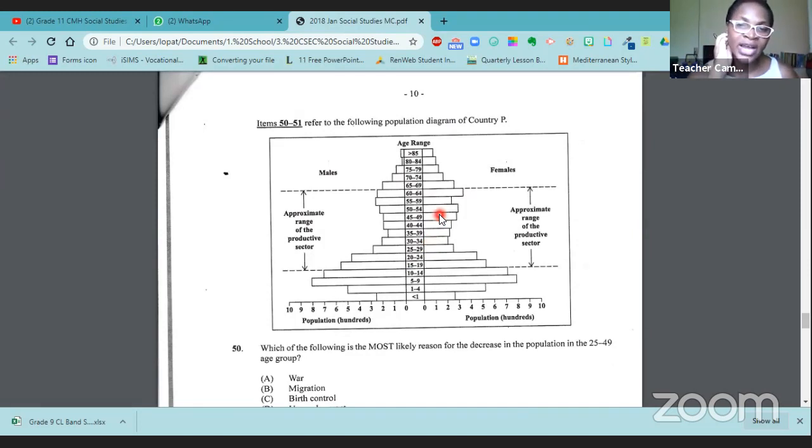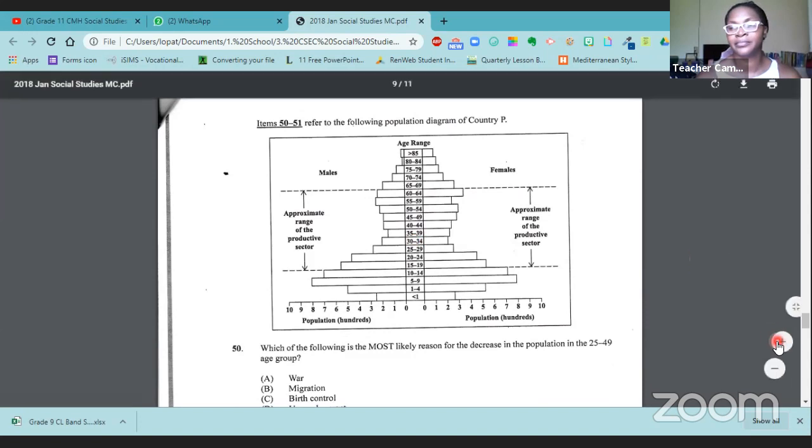What would be the cause for that decrease? Where you saw the pyramid closing in like that, what's the most likely cause for that? If you pay keen attention, you'd realize that this is smack in the middle of the labor force, and you see they're showing the arrows, the productive sector. So for this decrease, more than likely it would be migration, whether due to education, employment, whatever, but more than likely these persons would have left.